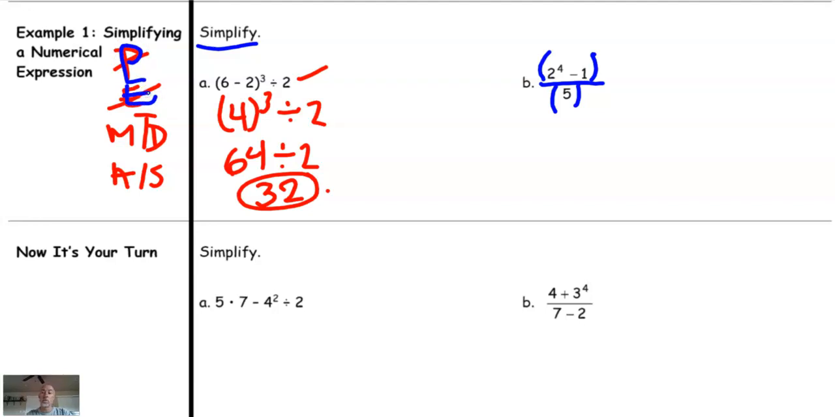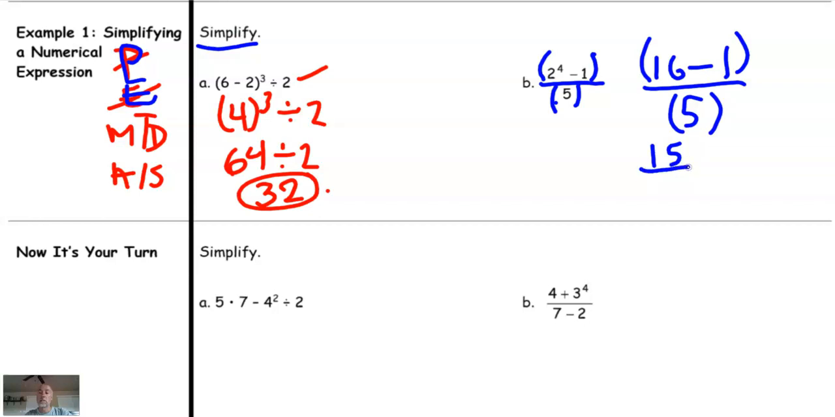There is an exponent, so 2 to the fourth power, 2 times 2 is 4, times 2 is 8, times 2 is 16. So that's 16 minus 1. On the bottom, there's a 5. Now we're going to keep doing all the work on the top and all the work on the bottom separately till all the top is simplified and all the bottom is simplified. So on the top, 16 minus 1 is 15. Nothing on the bottom to do, that's 5. Looking for multiplication and division. There is division. 15 divided by 5 is 3. And that's our answer.